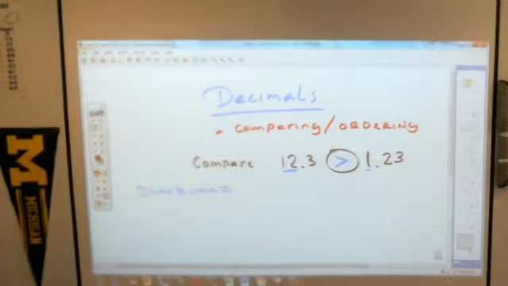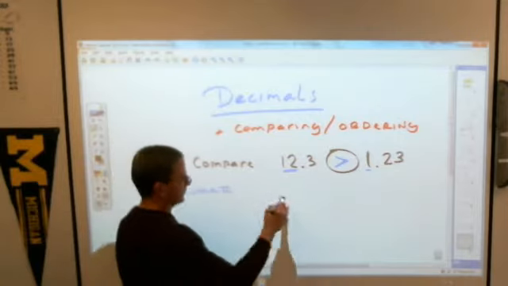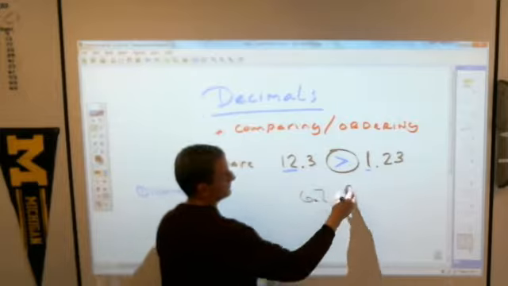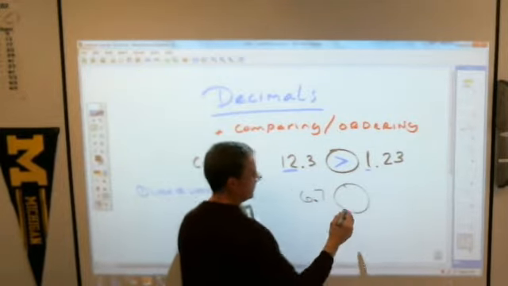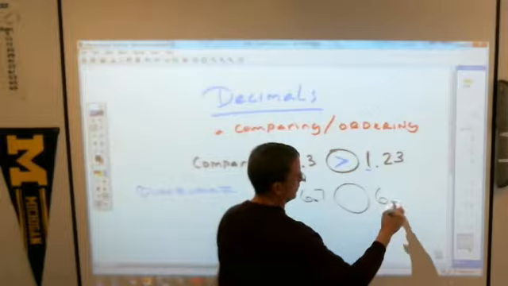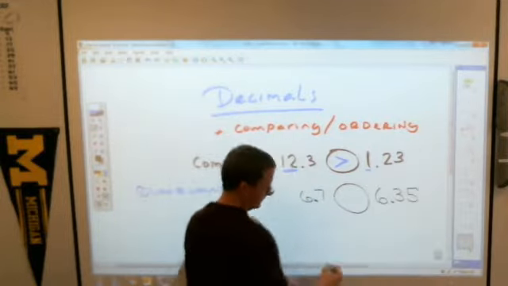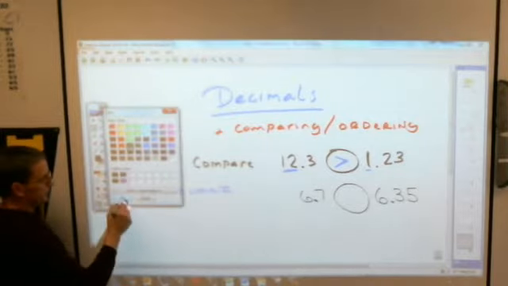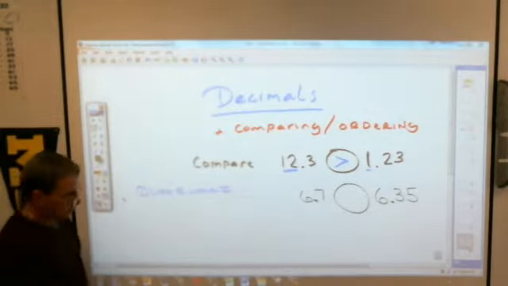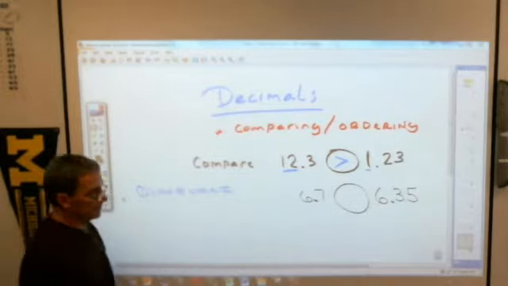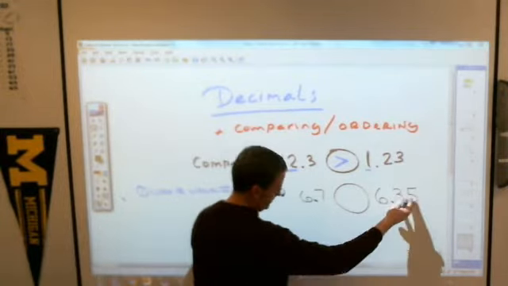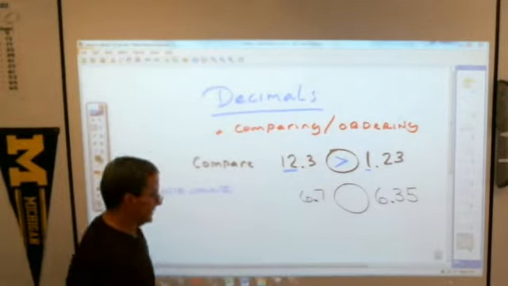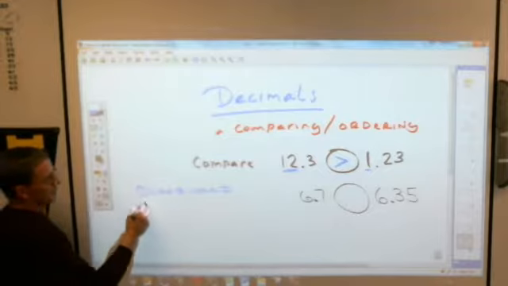What about this one? Compare 6.7 to 6.35, which, just looking at it quickly, you might say, well, this has 3 digits, it's 635, and this only has a 6 and a 7, so that must be bigger. That again is not necessarily the case, because of step number 2.